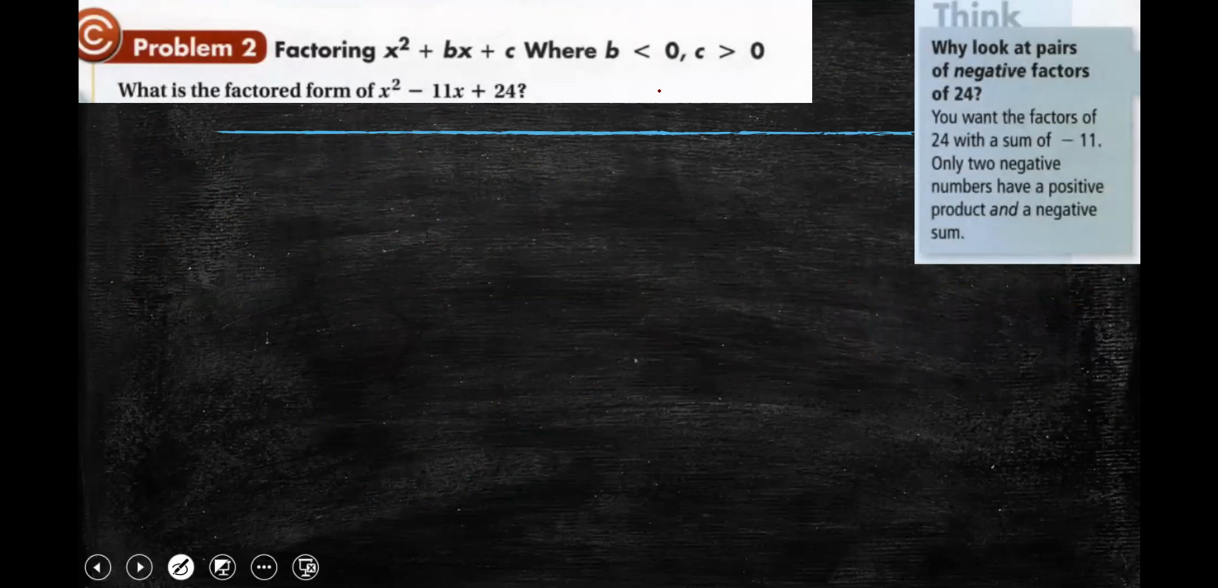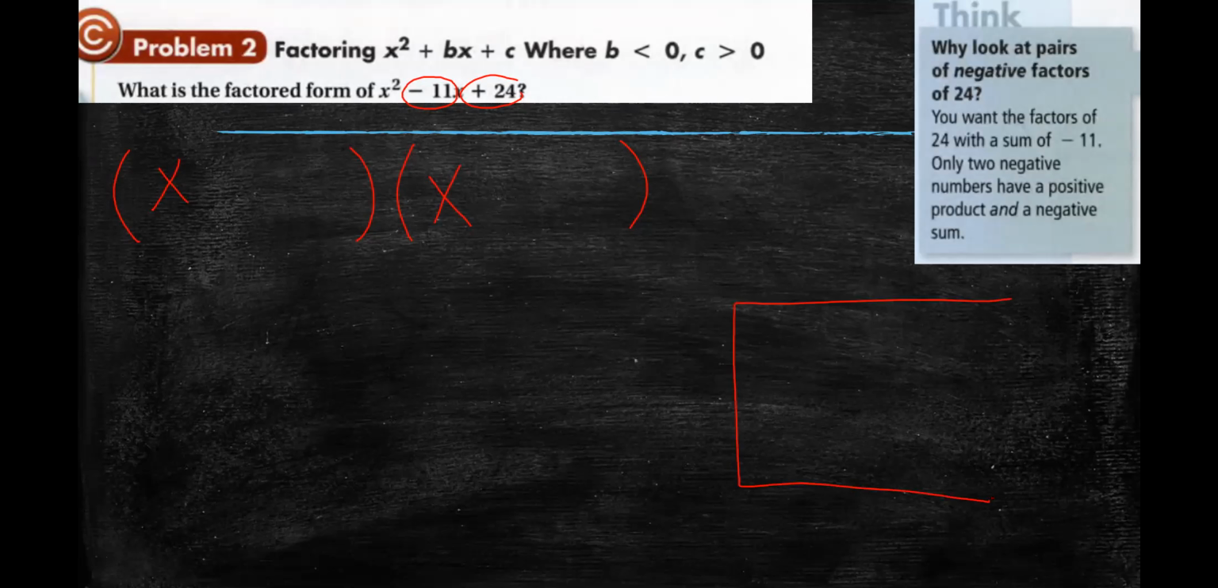In the second case, look at this now. Here we have b less than 0. Look at the sign of b here, it's negative 11, and then positive 24. So here now what we have to do. Since we are factorizing, I will open two factors. My variable is x, so I will open two brackets with the variable x. Now I want you, with the same steps, to give me the factors of 24.